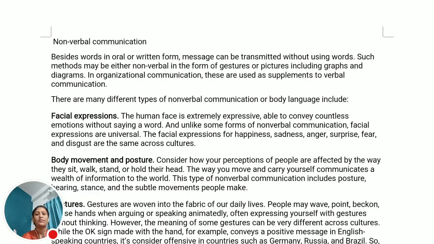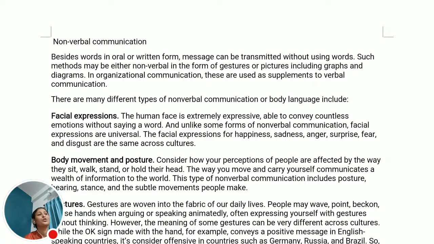No need to use any words. Your facial expression, the frown on your forehead, or the different kinds of clenching on your face express all of how you feel about things. So these are facial expressions.